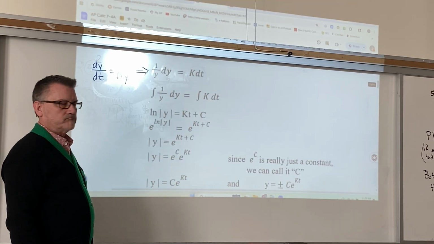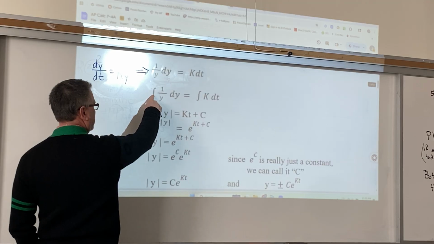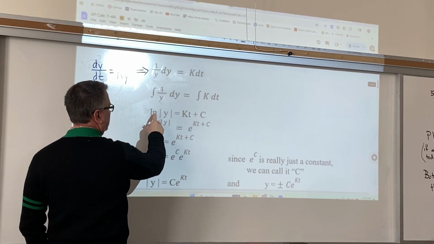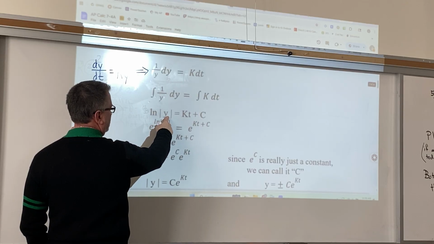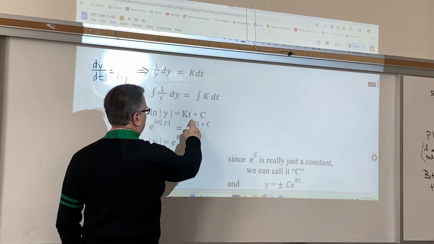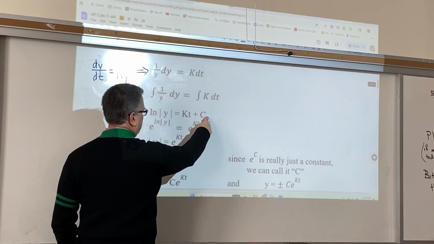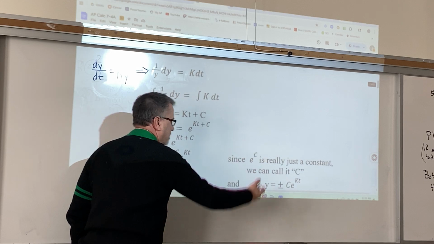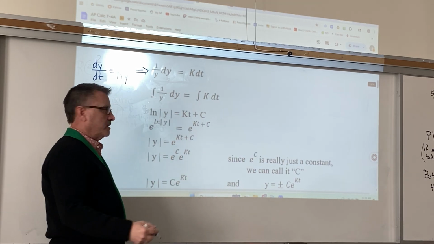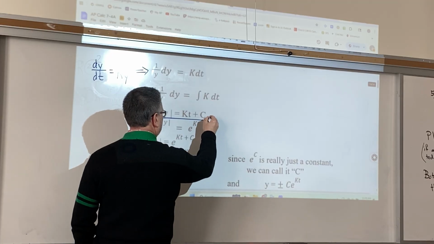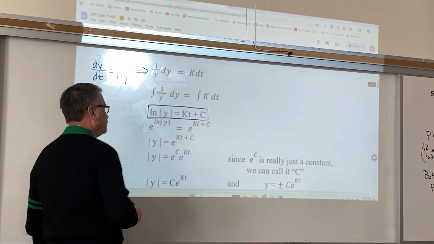Okay. When I integrate each side, I get the natural log, because I got 1 over y. So the integral of that is natural log of y. And that's going to be kt. And then I get a constant here and a constant here, but this constant's going to end up moving over here with this. So I get a constant. So this is what it is when I integrate.